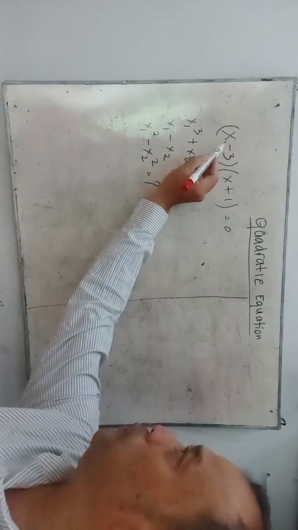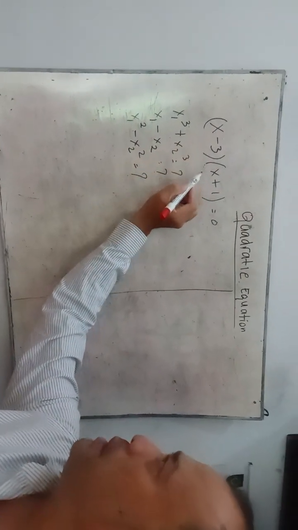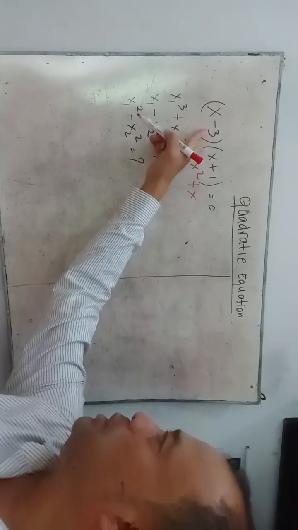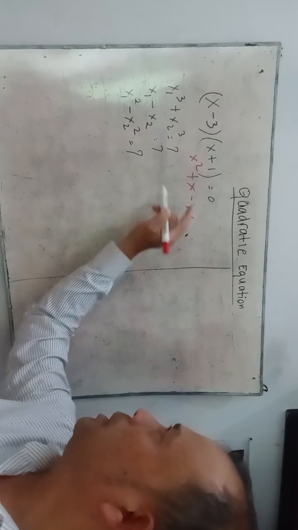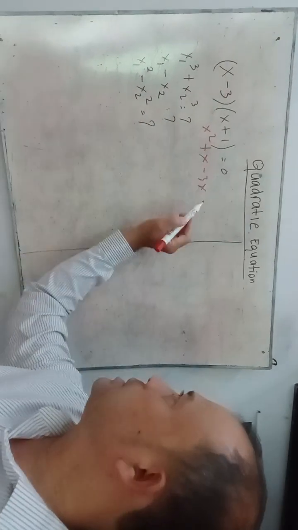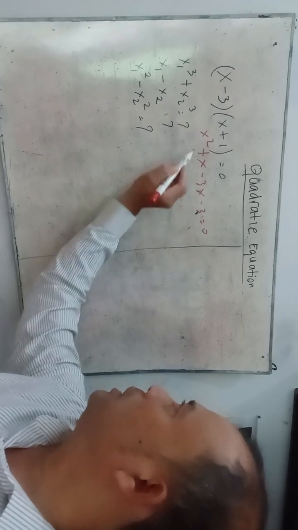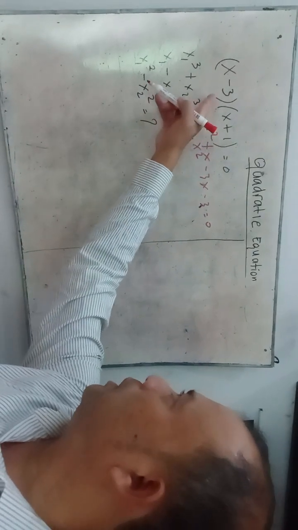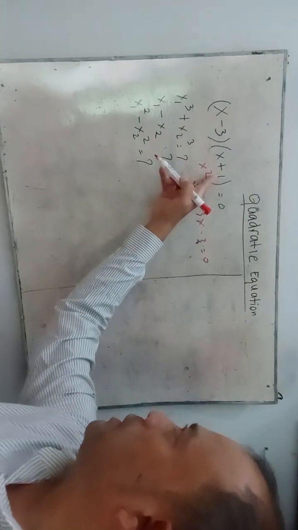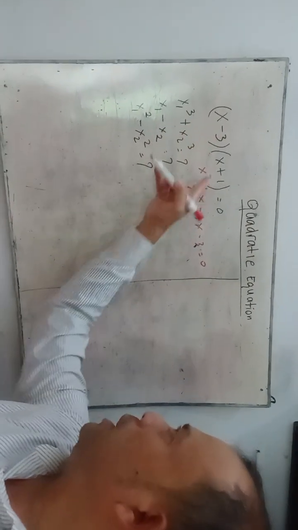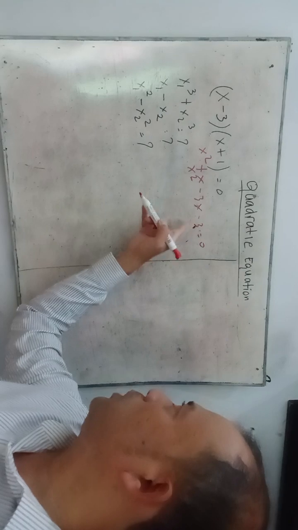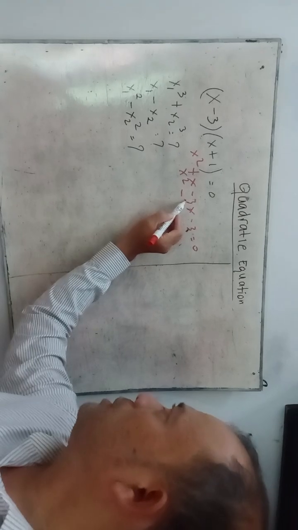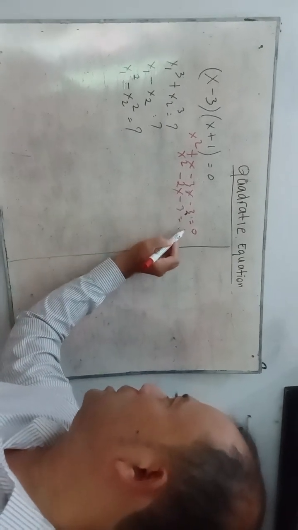Now we have this. We multiply this. x times x is x square. x times 1 is plus x, then minus 3 times x is minus 3x, and then minus 3 times 1 is minus 3, equals 0. So x square, x minus 3x, it's left minus 2x minus 3, so it equals 0.